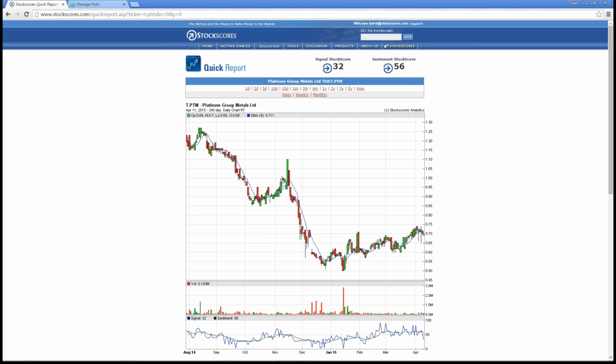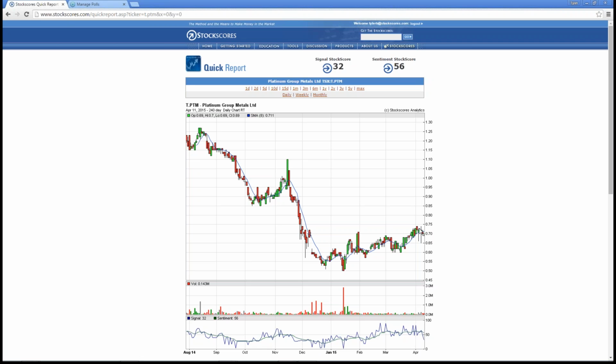Have noticed the stock scores have gone down. Wondering if I should hold as the stock has been steadily rising for the last 3 months. Are the sellers now in control? So first thing, we don't use the stock scores for exits. We use the stock scores for entries only. And there is a video on the stock scores getting started area that explains what these indicators are for and how they work. So I encourage everyone to go take a look at that.